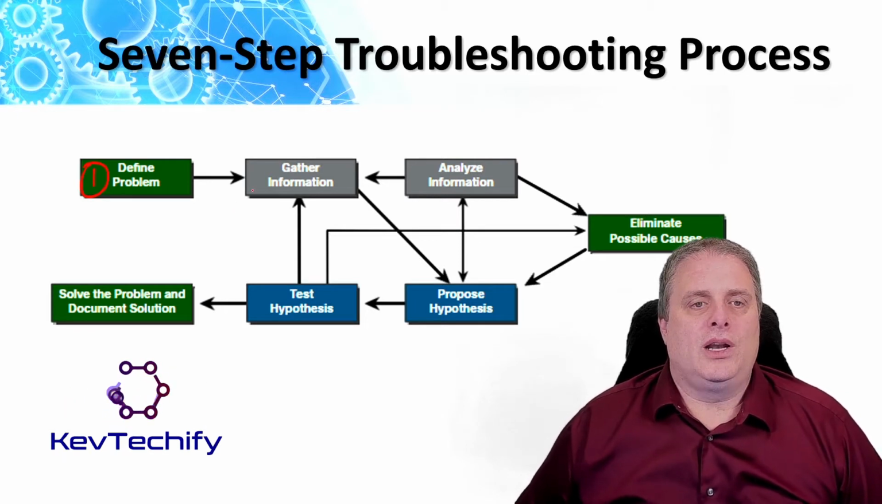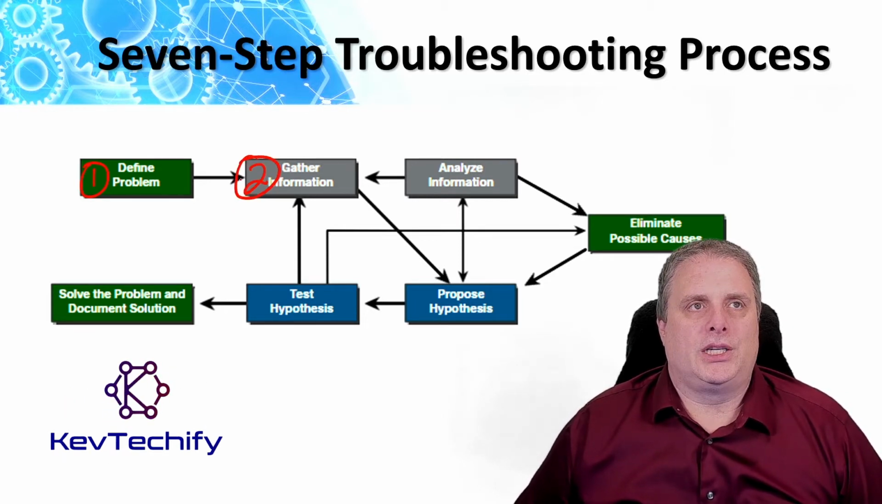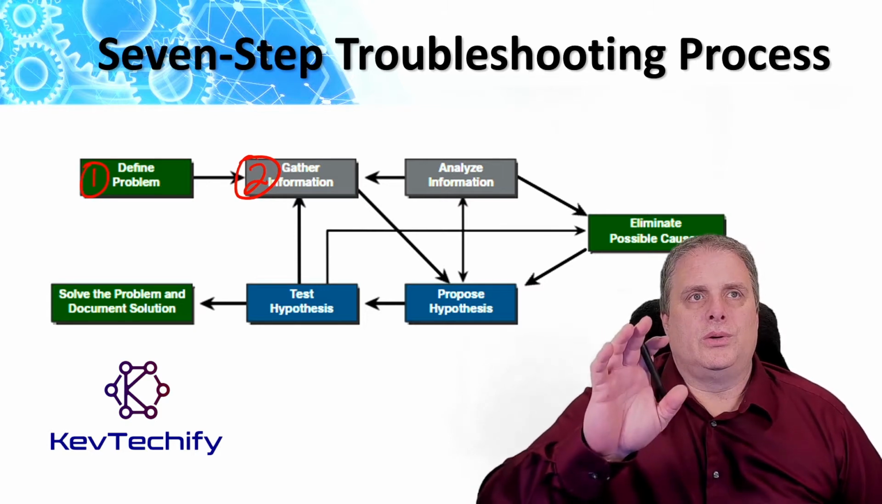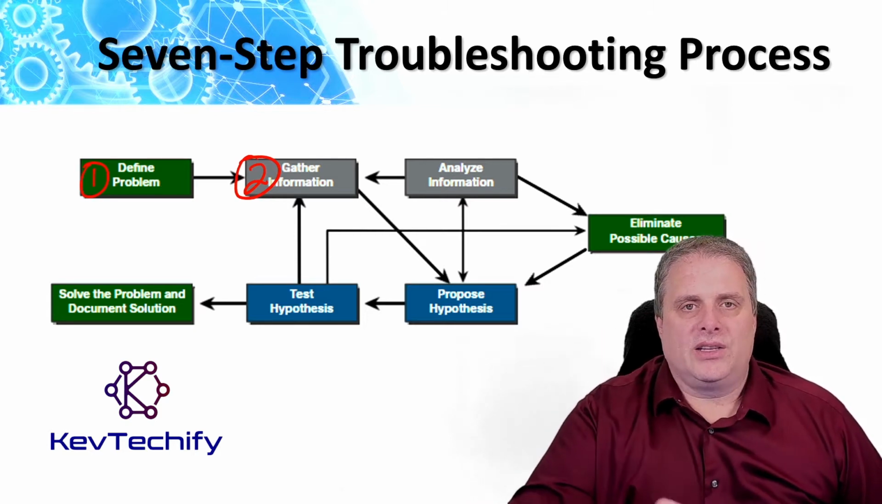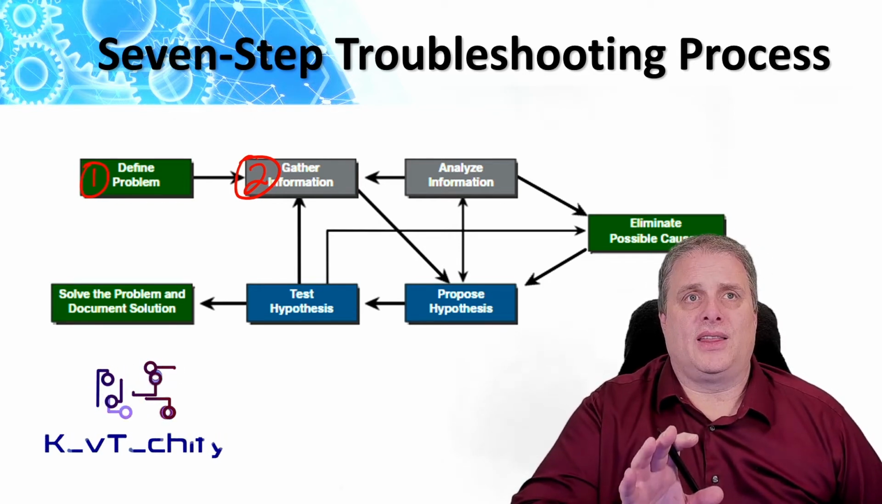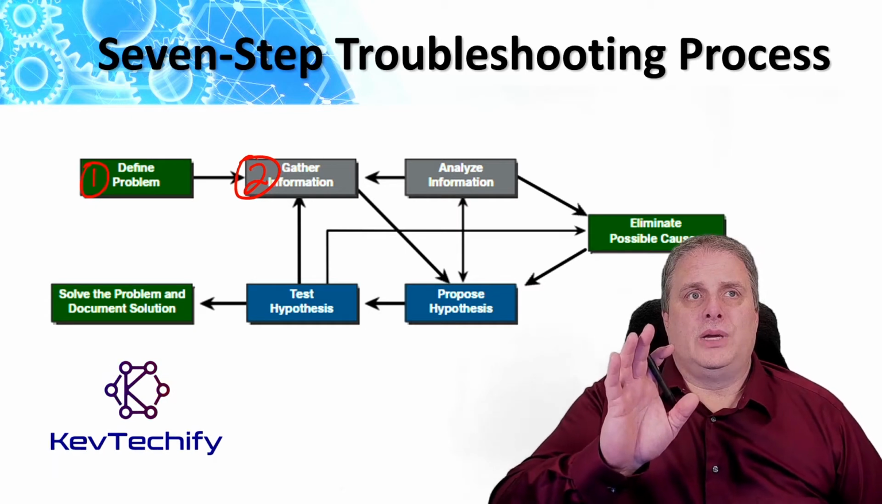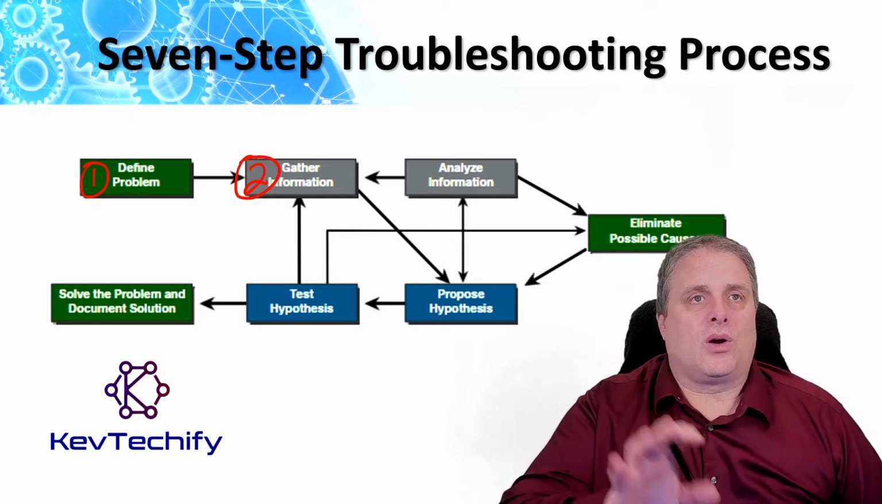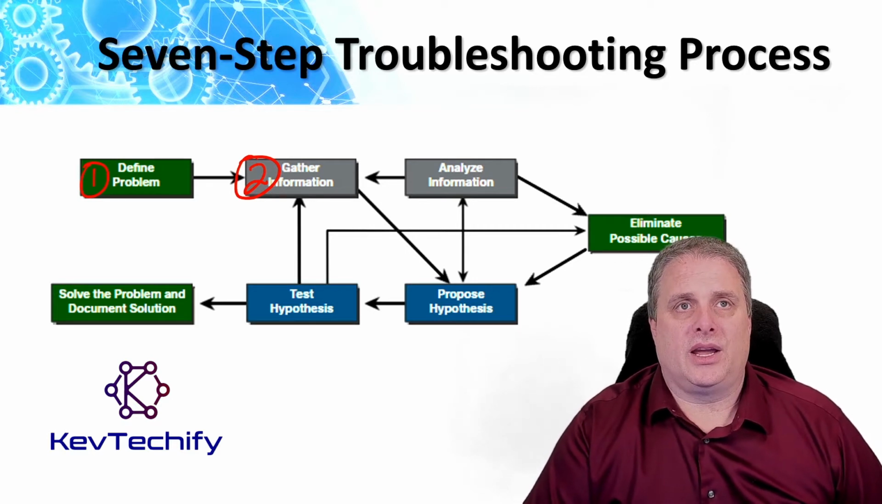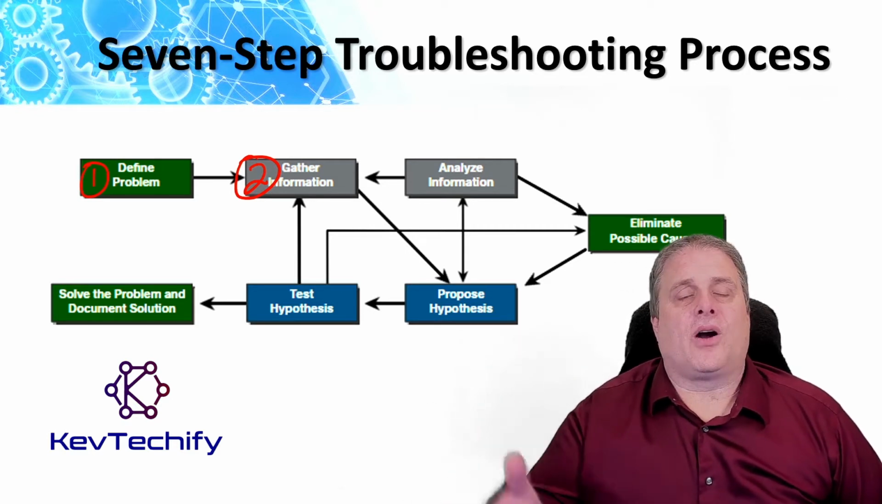The second one here is gathering information. You want to go in there, you want to identify the targets, the hosts, the devices, whatever the problem is, you want to identify that. You want to make sure you gather all the information about them. And so go ahead and try to access them, get all the information you can, and gather all that up.